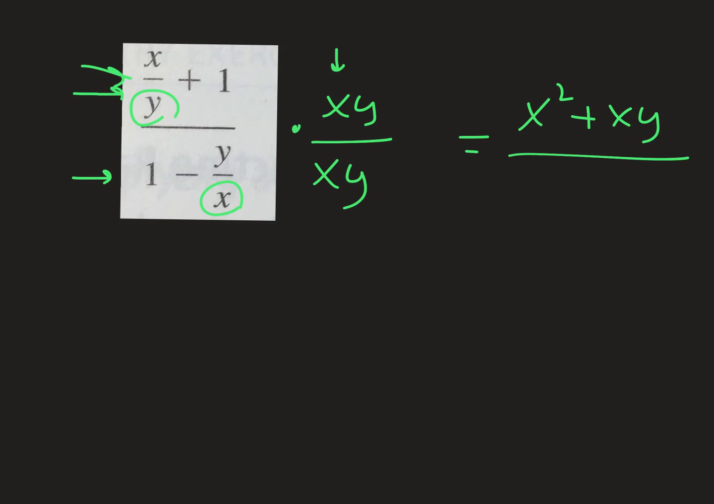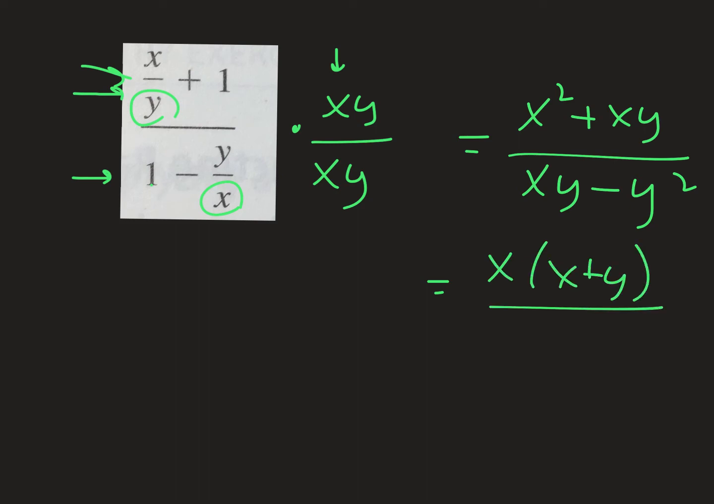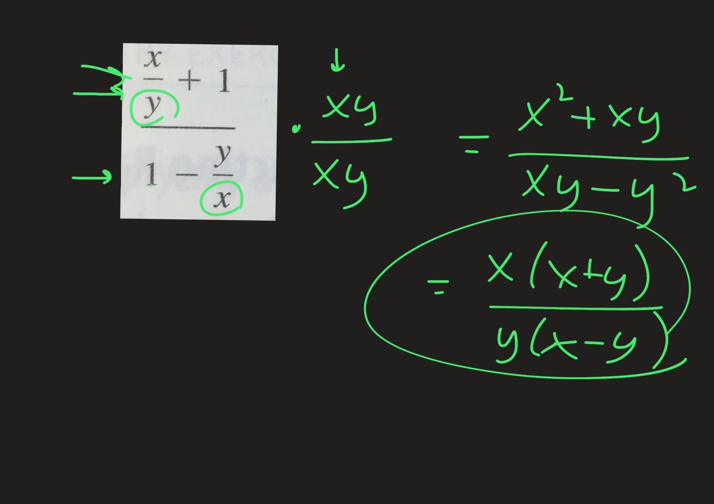Now do the denominator the same way. 1 times xy is xy. The second term, the x's would cancel each other, which leaves y times y, which is y squared. And then I'm going to factor and see if anything cancels. So my numerator, I can take out an x, that will leave an x plus y. My denominator, take out a y, that will leave an x minus y. They almost cancel, but they don't. So there you go. That was the surprise, right?